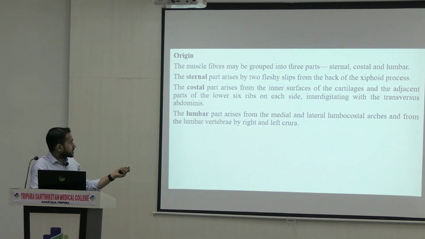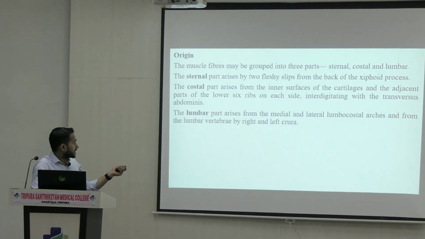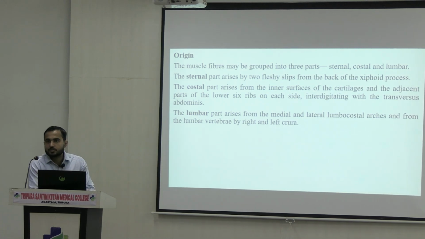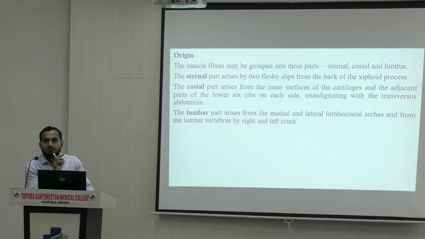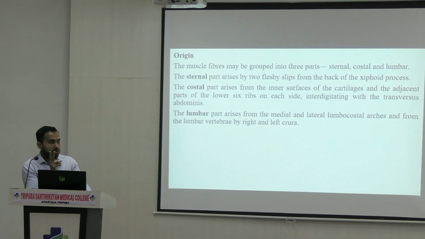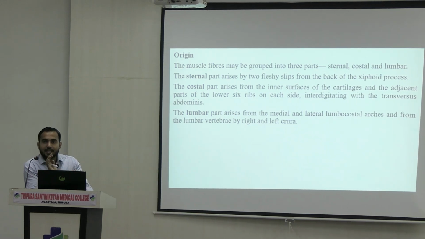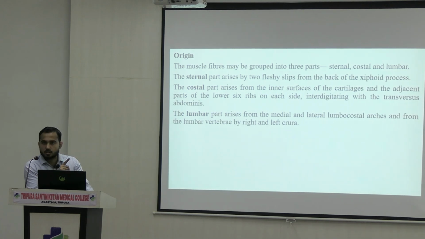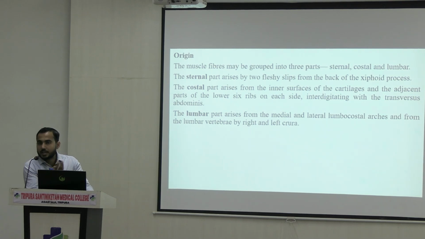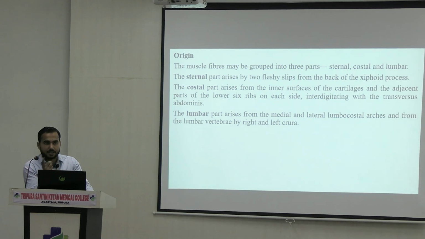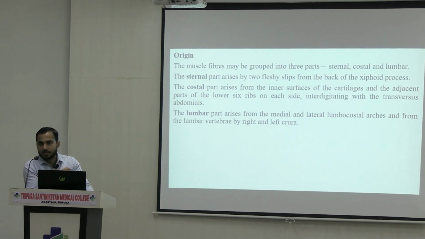Next, the lumbar one. This part arises from the medial and lateral lumbocostal arch, very important, and from the lumbar vertebra by right and left crura. If you see the lumbar origin, first of all, 2 arches are there, the medial and lateral lumbocostal arch, also called medial arcuate ligament and lateral arcuate ligament. These are the areas from which it is arising posteriorly. Along with that, it also arises from the body of the lumbar vertebra. The way it arises from the body of the lumbar vertebra, it is in the form of crus. So 2 crus are there, right crus and left crus. That's why they are called crura of the diaphragm.